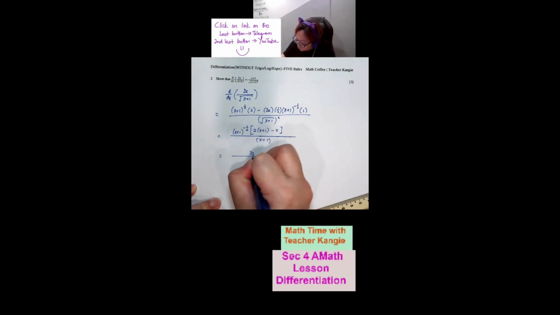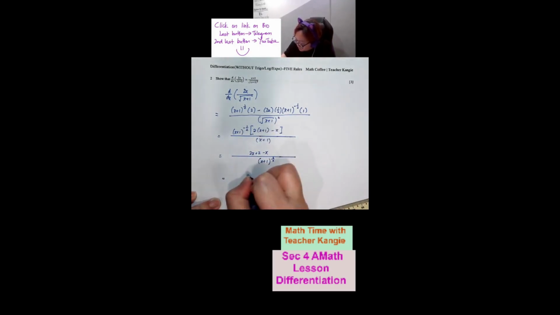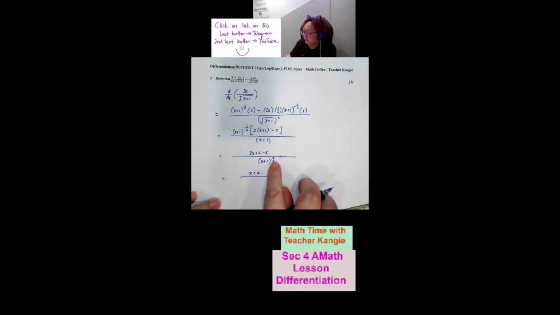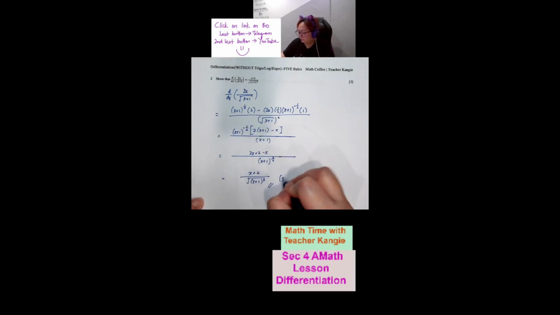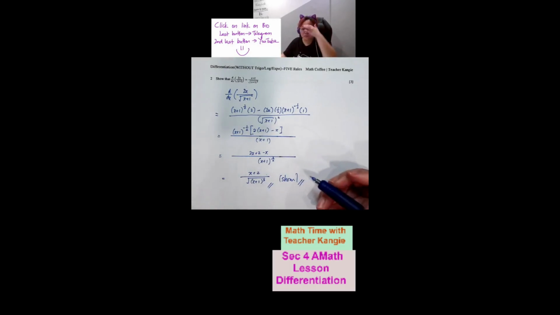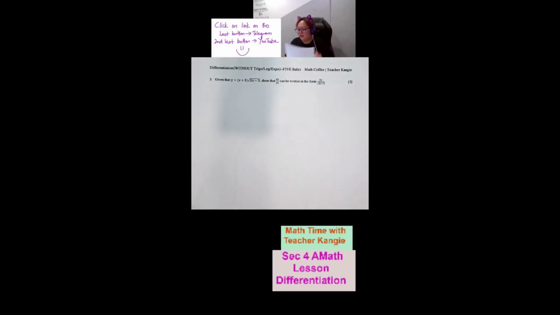Let's simplify here. This is 2x plus 2 minus x. So we have x plus 2 over, don't leave your answer in this fraction form. So the denominator is 2, so it is actually a square root. Then we have a 3 here, this is a cube. So this is how you get the answer shown. Okay? So that is how you do this quotient rule. Okay, let's move on to the next question.